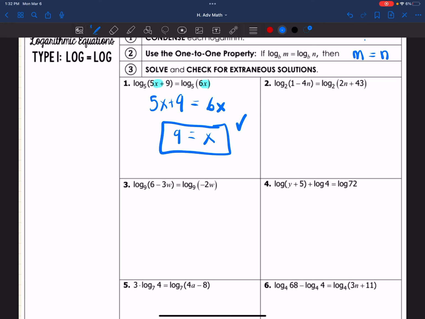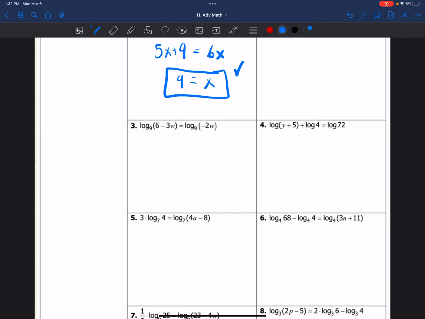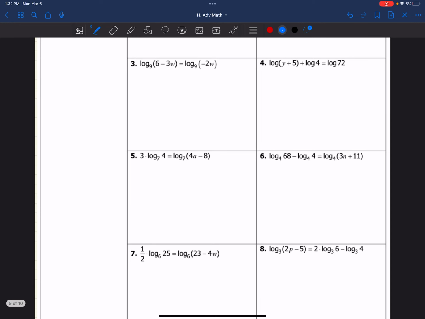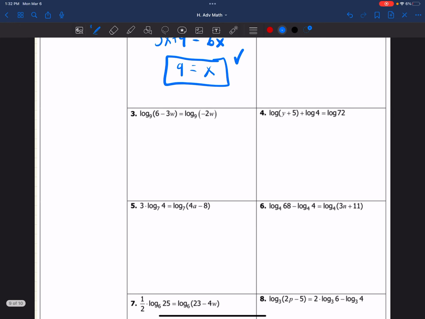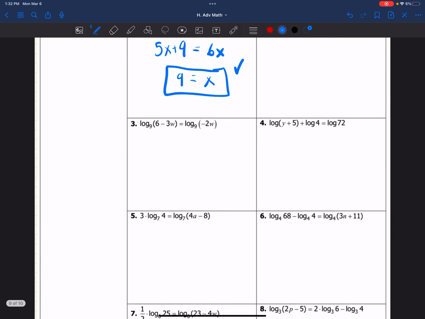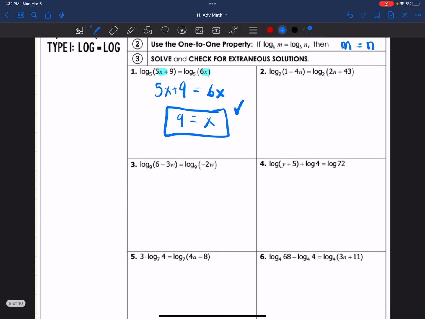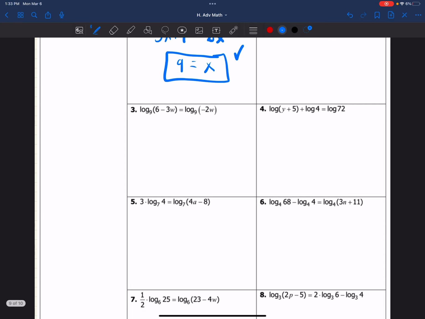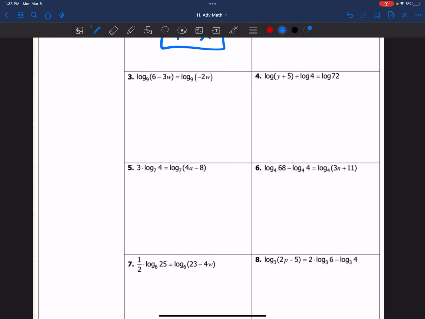Oh, and by the way, the only thing that you need to check for when you solve is that you do not get the log of a negative number. So in this case, because you do not get the log of a negative number when you substitute it in for x, then you know that it's a true solution. Let's try another one here.